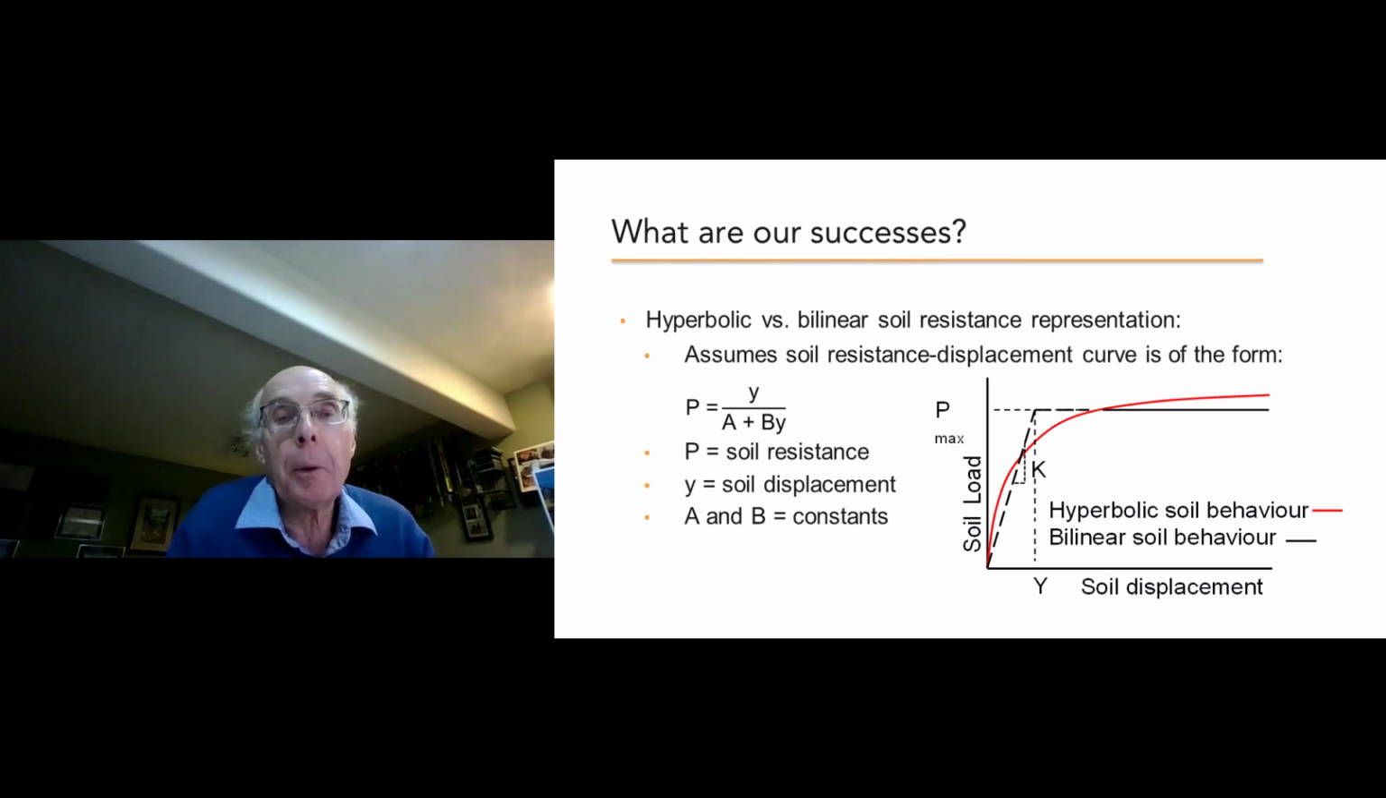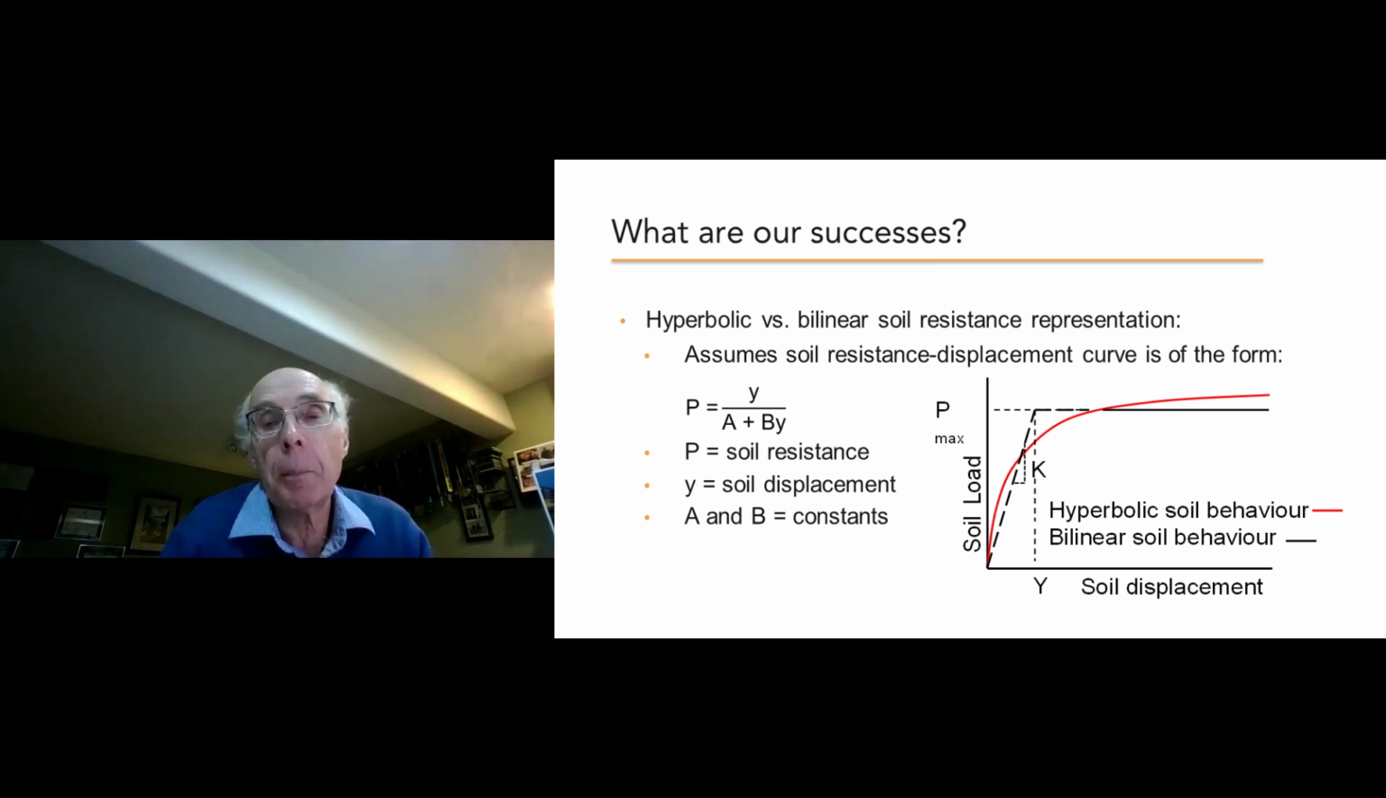In terms of hyperbolic versus bilinear representations, the hyperbolic curve is of the form P, which is the soil load, is equal to Y divided by A plus BY, where Y is the arbitrary soil displacement and A and B are constants. On the graph on the right-hand side, you can see that the dashed line that goes up and then horizontal is the typical standard bilinear soil behavior that we often use. And the red line is the hyperbolic soil behavior representation.